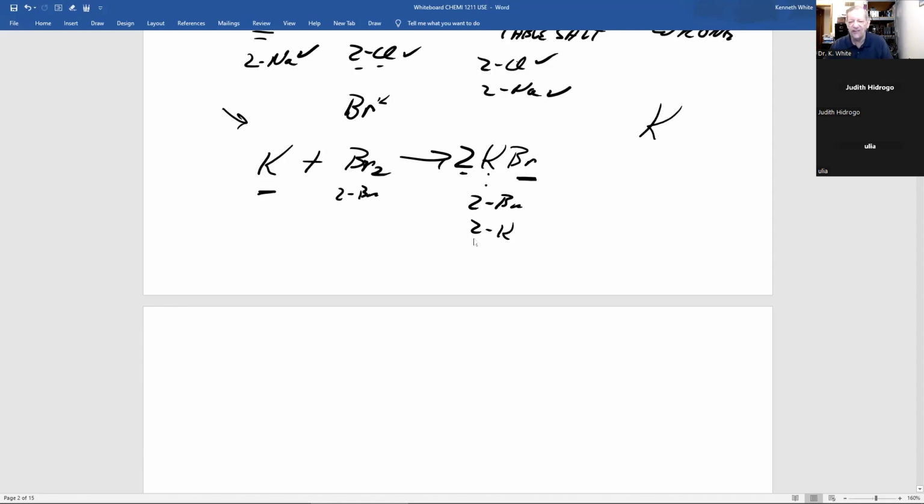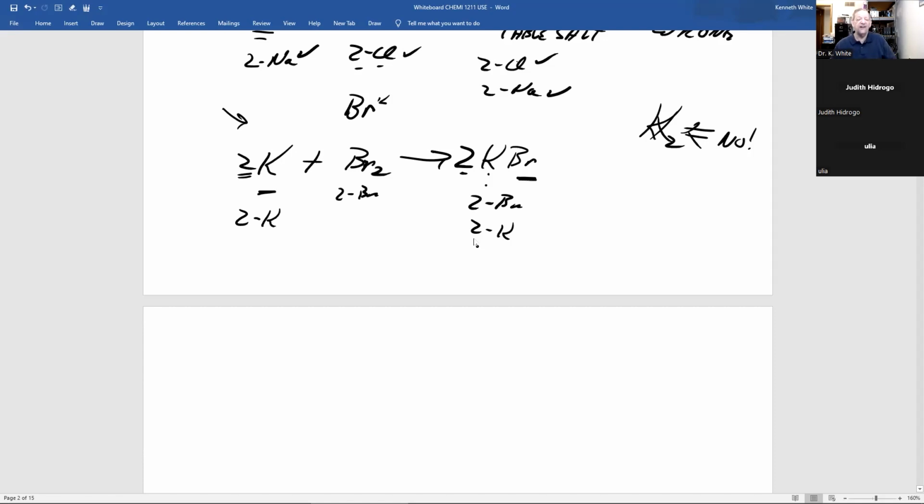There's no such thing as this. So I can't change the formula. Students like to do that and I mark it wrong, but I can change the coefficient, the number in front. I need 2. There's 1 here. 2 times 1, there's now 2 potassium.